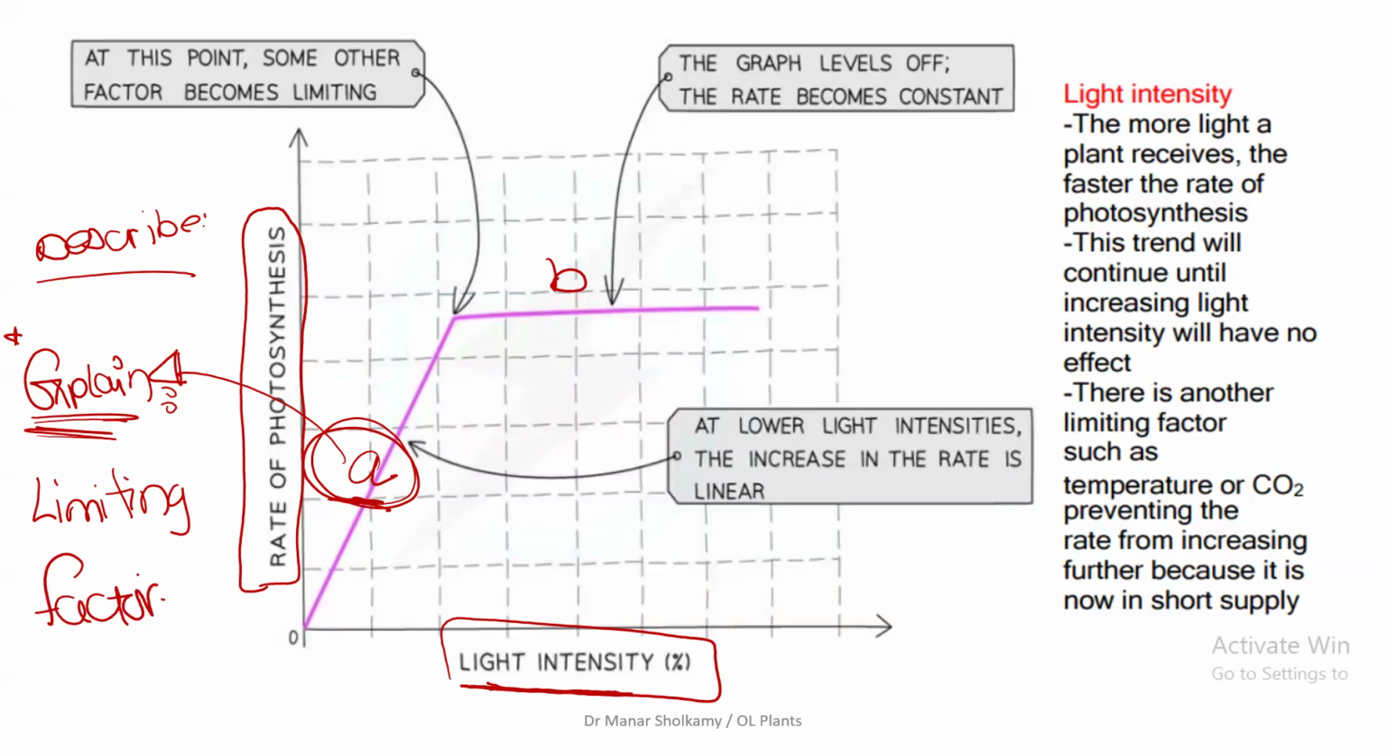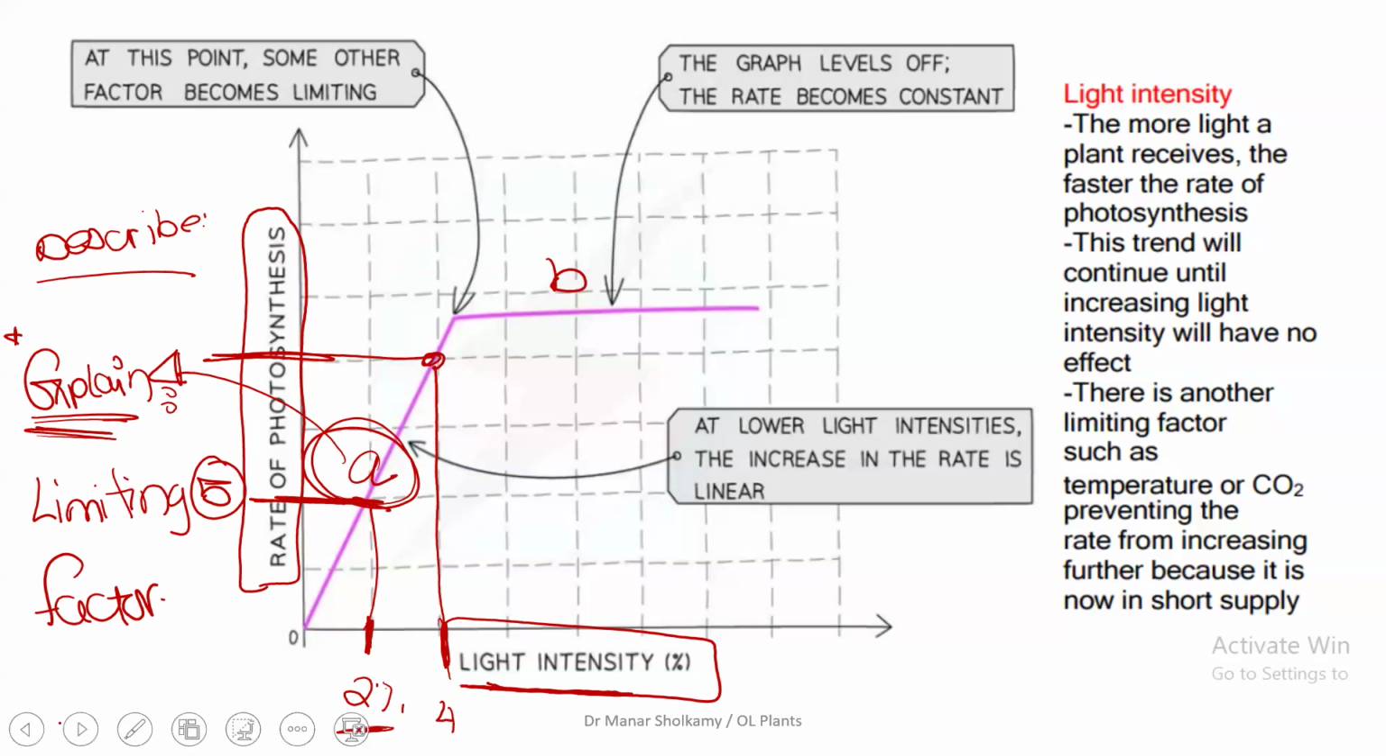How did I know? Because let's say when the light was 2%, the rate of photosynthesis was 5 arbitrary units. When the light intensity increased to 4%, the rate of photosynthesis increased also. So this means that at 2%, what was limiting the rate of photosynthesis was the light. So it is actually very easy.